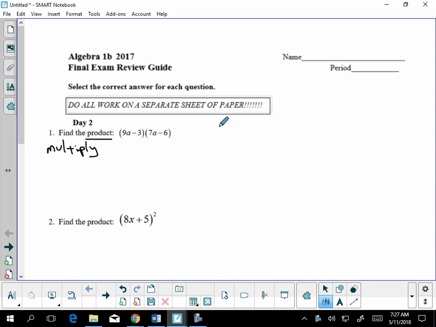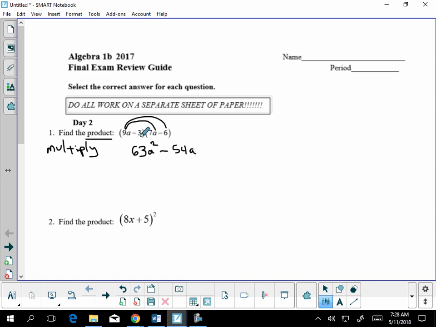There's a couple different ways that you can go about doing this, and I'm going to show you both ways. The first way that I usually go with is kind of like double distribution, the FOIL method. I'm going to take that 9a times 7a, and I get 63a squared. And then I take the 9a times negative 6, and I get negative 54a.